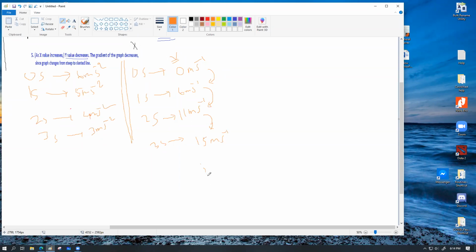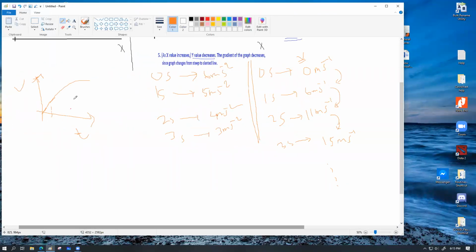I could go on further, but you are pretty much getting the point. What I'm trying to show you is that as time goes further, the velocity of the object is actually increasing. Is it decreasing? Have a look: 0, 6, 11, 15. Is it decreasing? No. The velocity of the object is actually increasing.